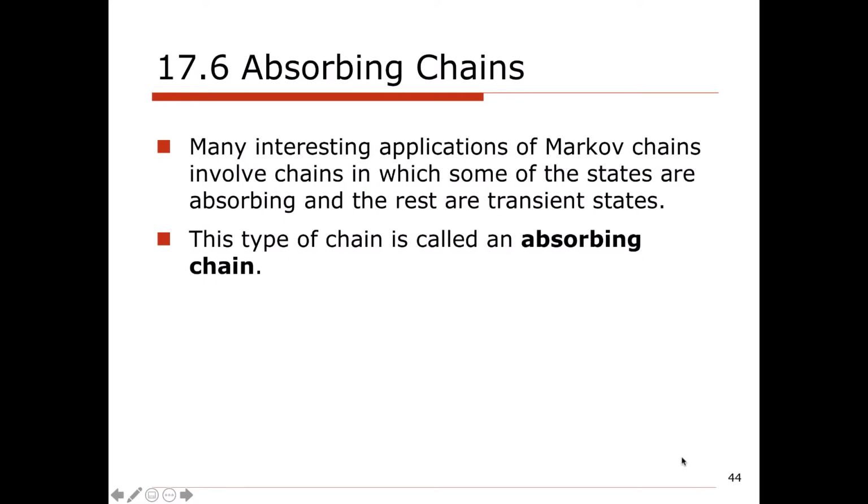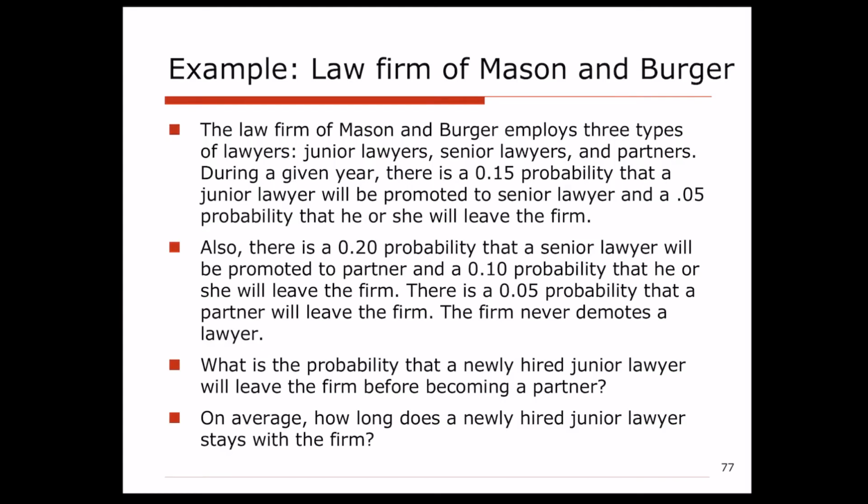In this video, I'm going to talk about another example related to absorbing Markov chains. This example is related to a law firm, and the promotion of lawyers that are working in a law firm. This law firm employs three types of lawyers: junior lawyers, senior lawyers, and partners.